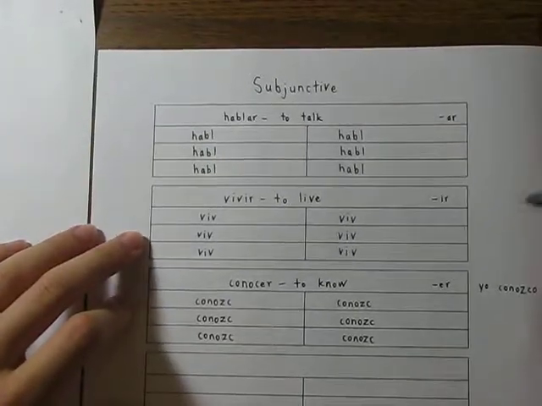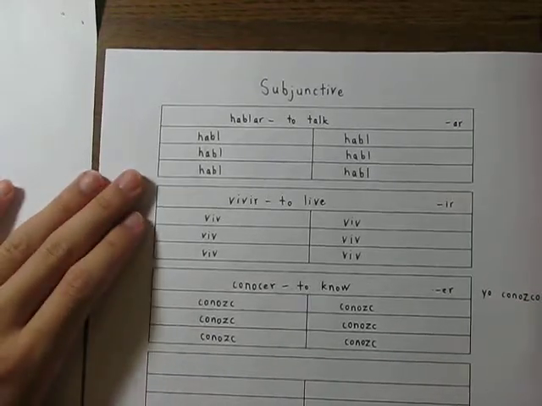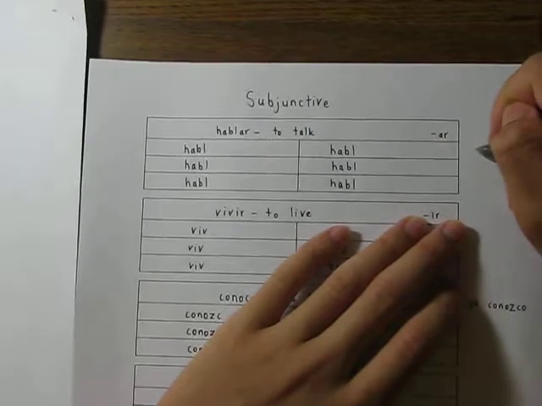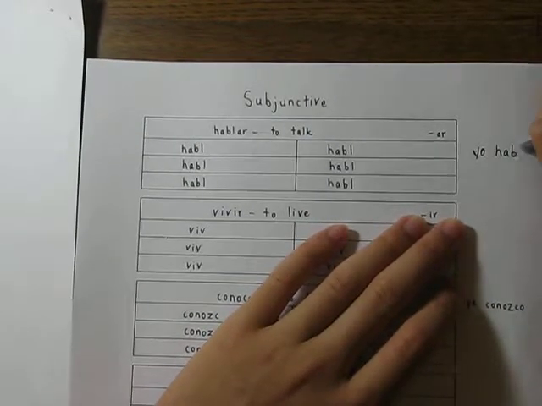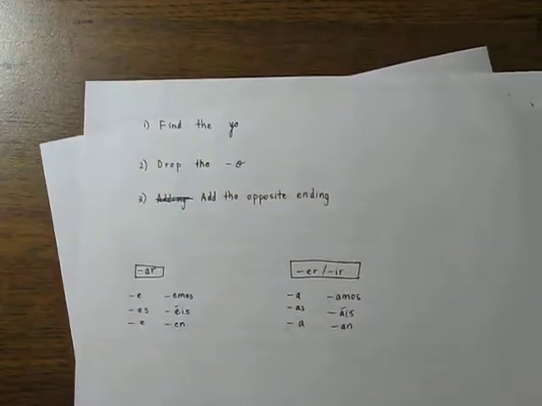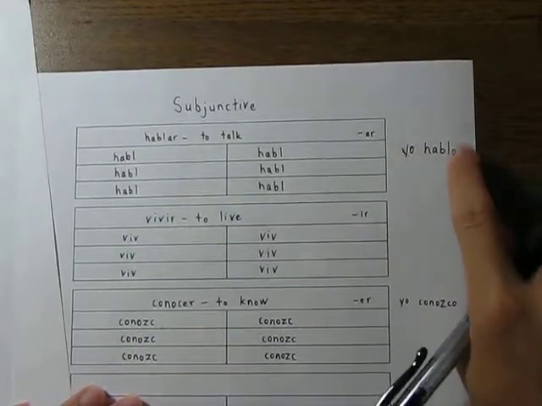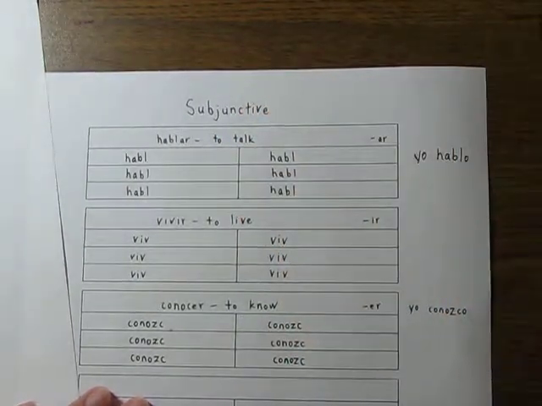So let's do some subjunctive conjugation. We have hablar, which means to talk. When you say I talk, you say yo hablo. First, find the yo. Then you have to drop the o. Drop this o, not that one, this one, okay? Drop the o, and you have the stems that I have here prepared.